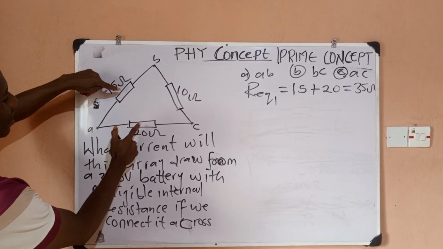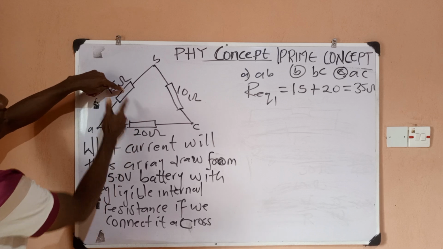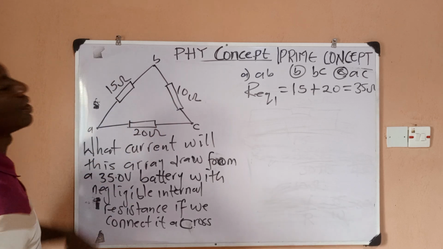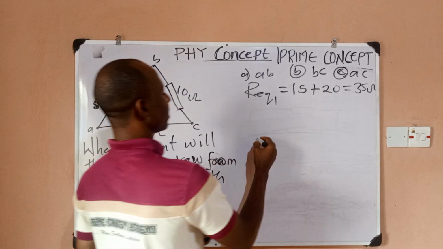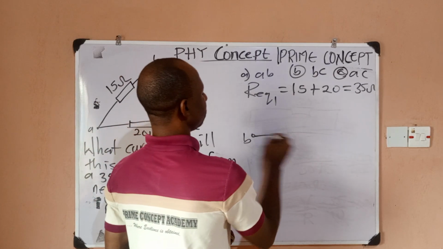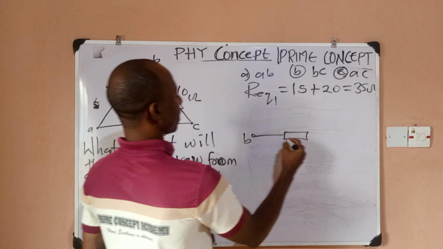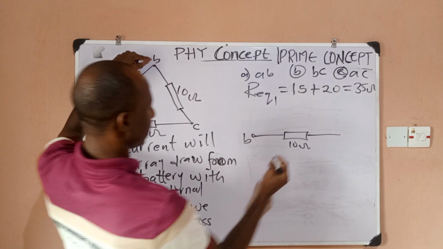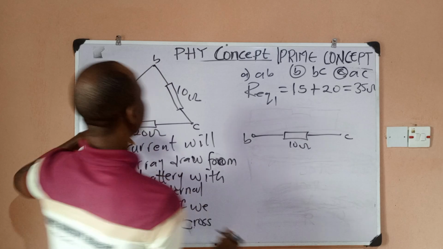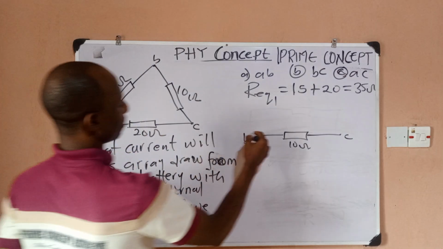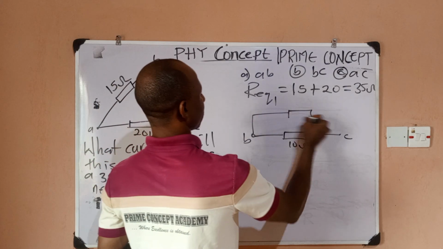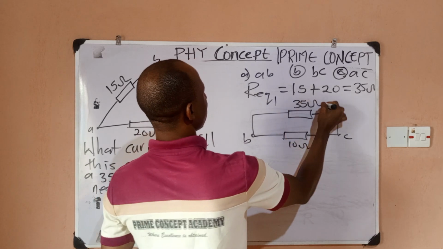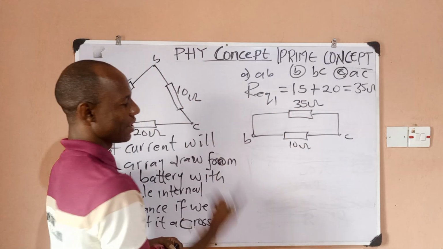Now, since these two have been resolved, these two form one resistor which becomes in parallel with this. So I'm going to have something like this. This is my B with a value of 10 ohms, B and C, right? Now these two, since they are now one, I'm going to draw it like this again. So this one is 35 ohms. I want to get the equivalent for this.